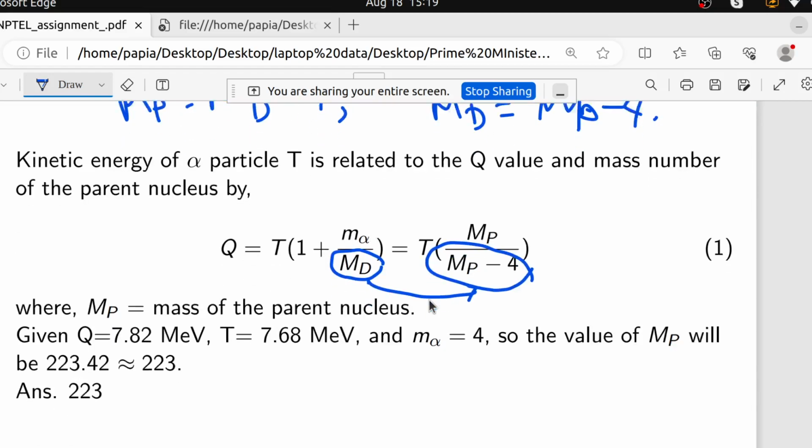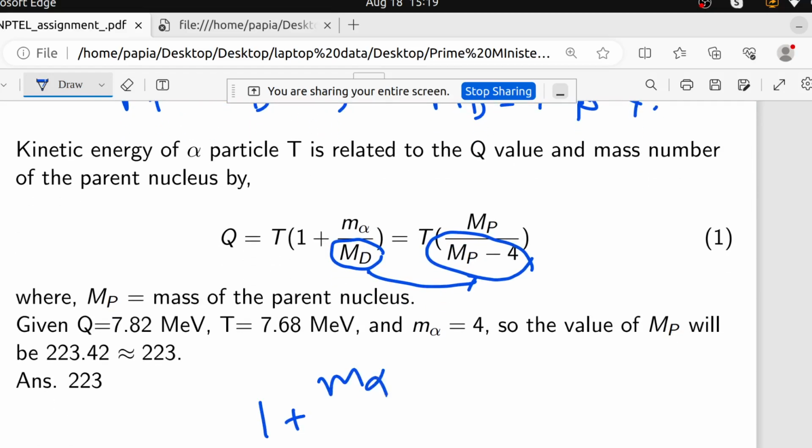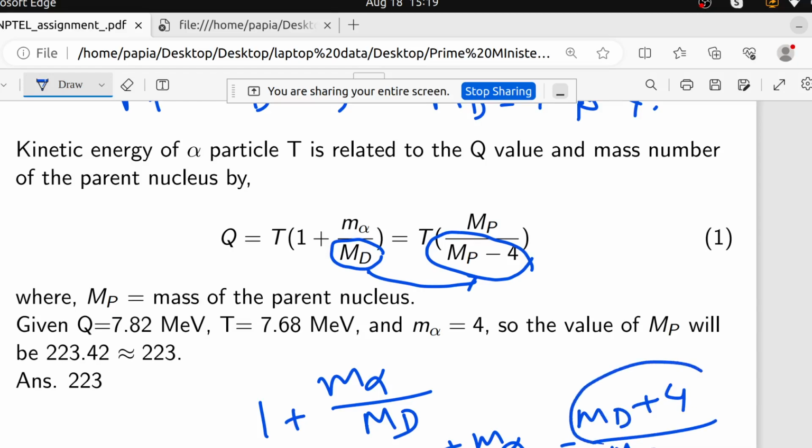Then what will happen here, you can see that 1 plus m alpha divided by md. If I write that as md plus m alpha, so md plus m alpha means md plus 4, divided by md. So md plus 4 is nothing but mp, the mass of the parent nucleus, and this is mp minus 4. So as a whole this is coming as mp divided by mp minus 4, and it is multiplied by T. T is nothing but the E, which is K alpha.